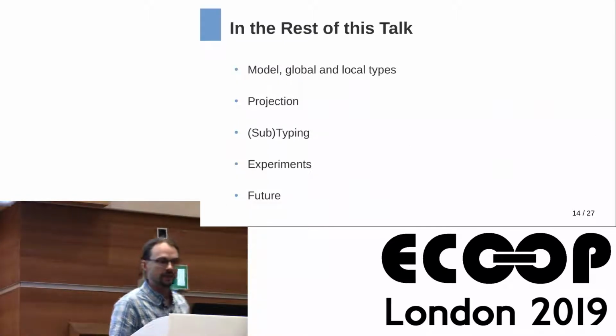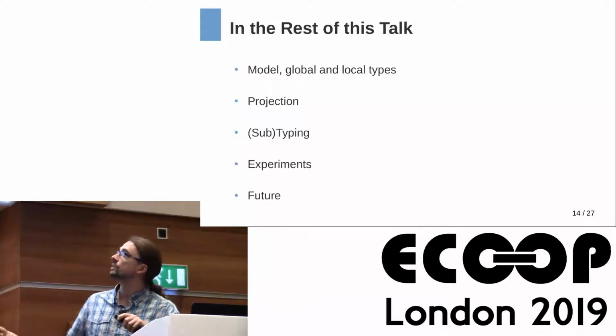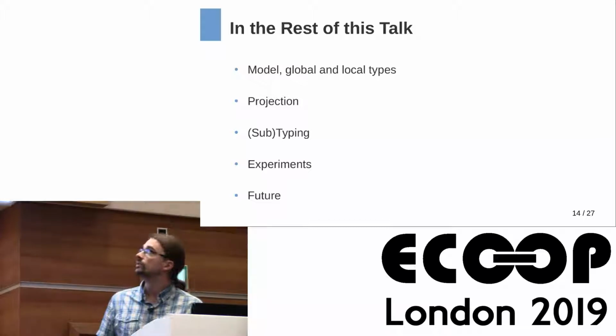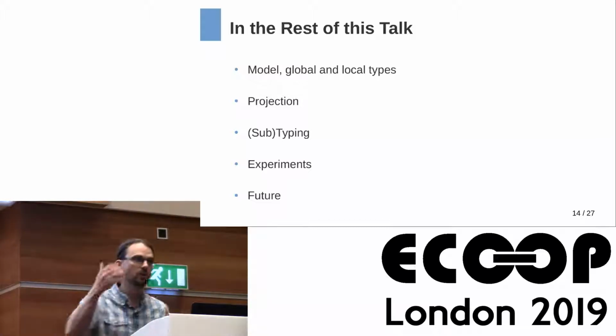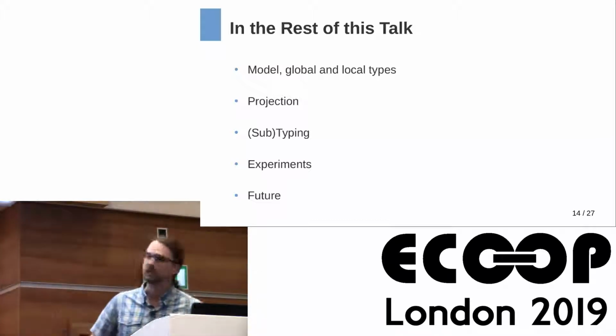So quickly, in the rest of this talk, I will discuss all these elements of the model. What is the model? What are those global and local types or specifications? How we go from global to local, that's the projections. Once we have those local specifications, how we make sure our processes implement those local specifications, and then a little bit about experiments and future work.